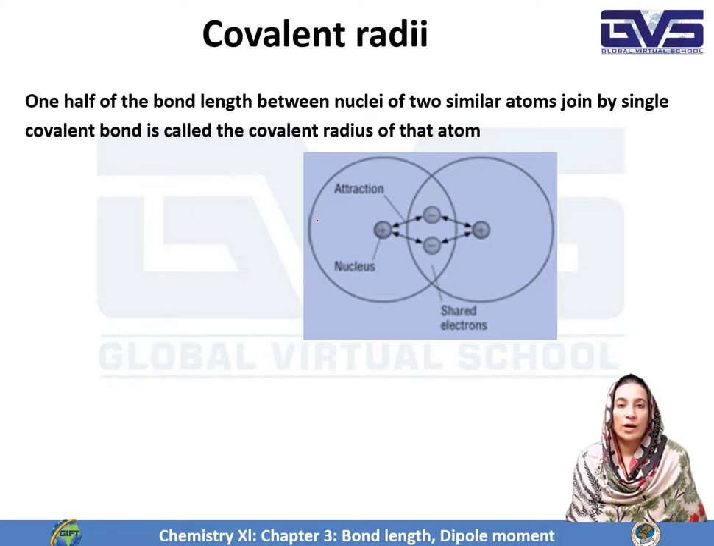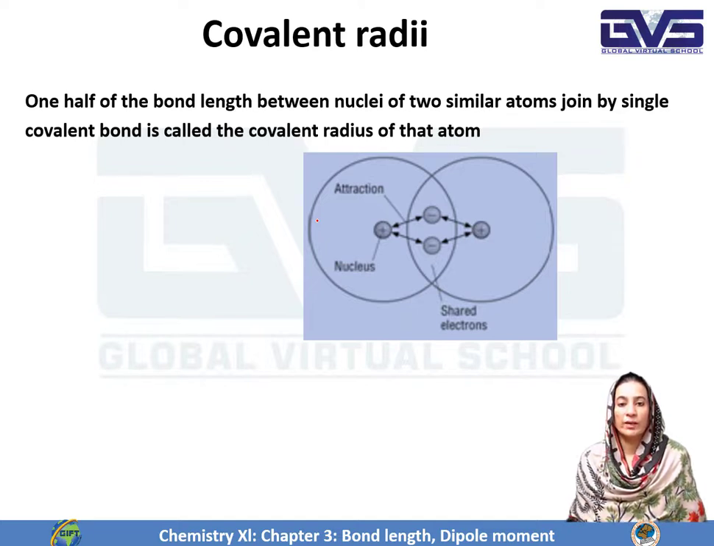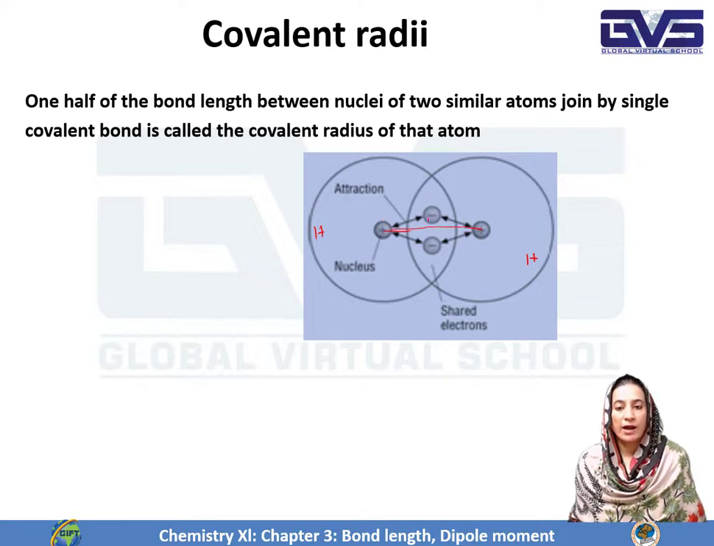So one half of the bond length or bond distance between the nuclei of two similar atoms joined by a covalent bond is called the covalent radius of that atom. Consider this is a hydrogen atom and this is also a hydrogen atom. They come close to each other. There are forces of attraction and repulsion, but when the force of attraction dominates, a bond is formed. The complete length between these nuclei is called the bond length, and half of this will be the covalent radius of hydrogen.